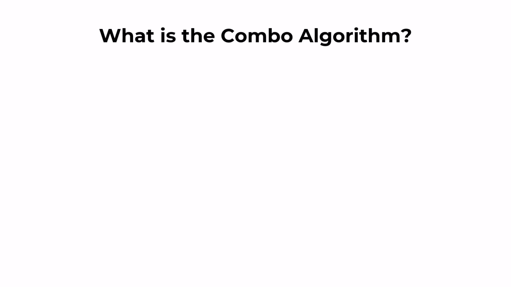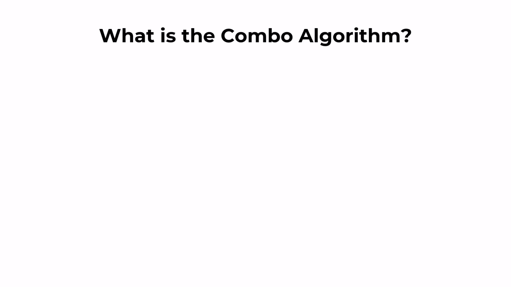Let's dive in. What is the combo algorithm? The combo algorithm is like a roadmap for making sense of wild market swings. It's built on smart money concepts, mixing price action with clear rules to spot high probability trades. Instead of guessing where price is headed, we use specific variables and timeframes to make smart, informed decisions.